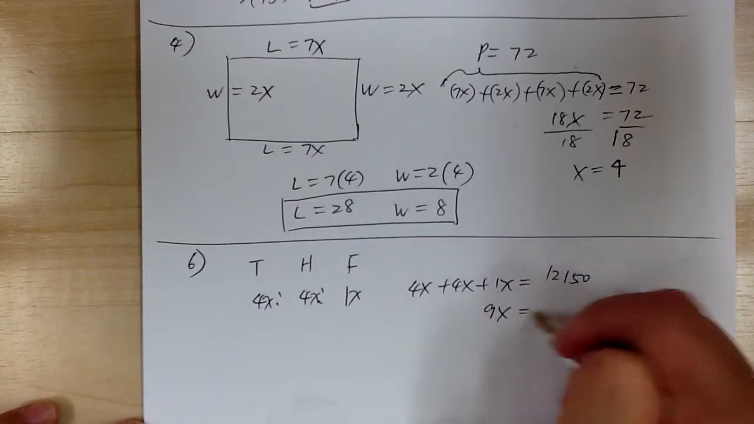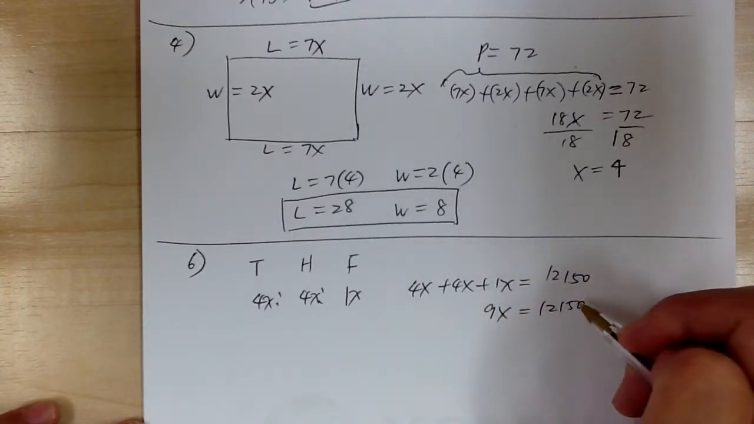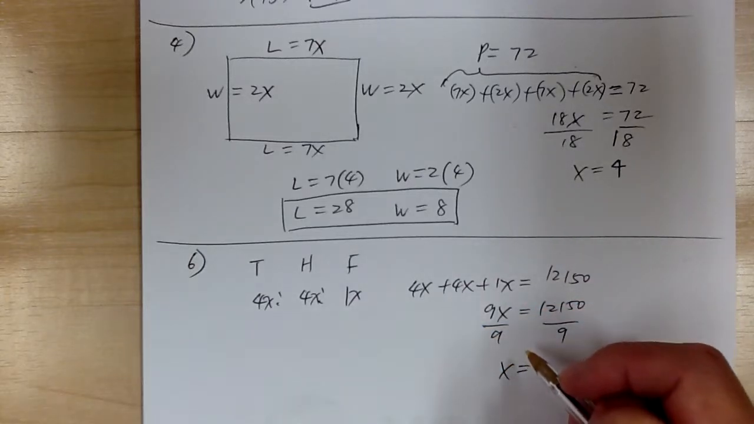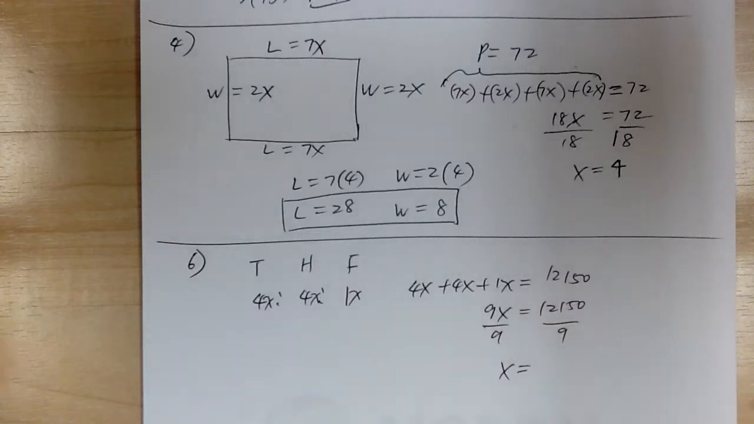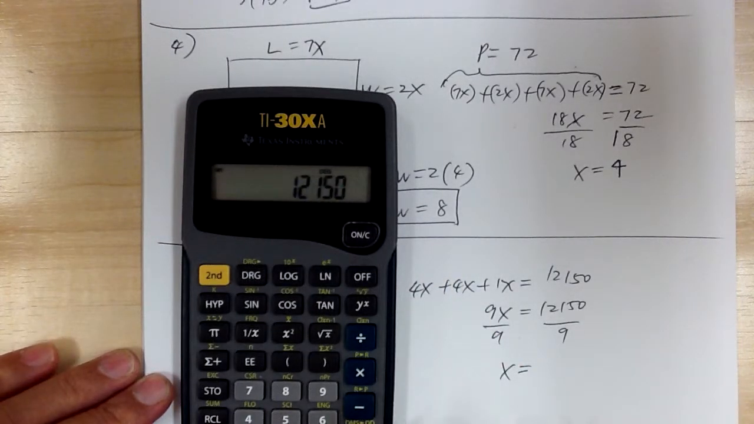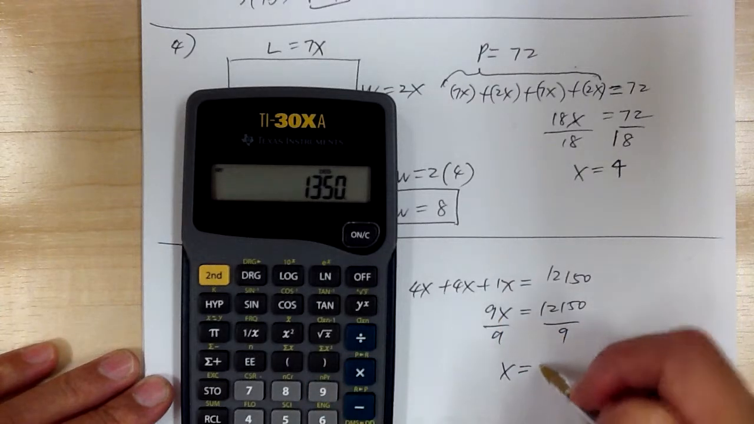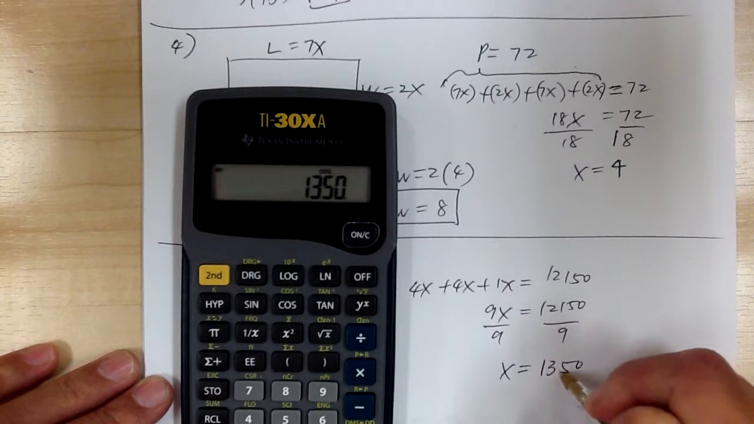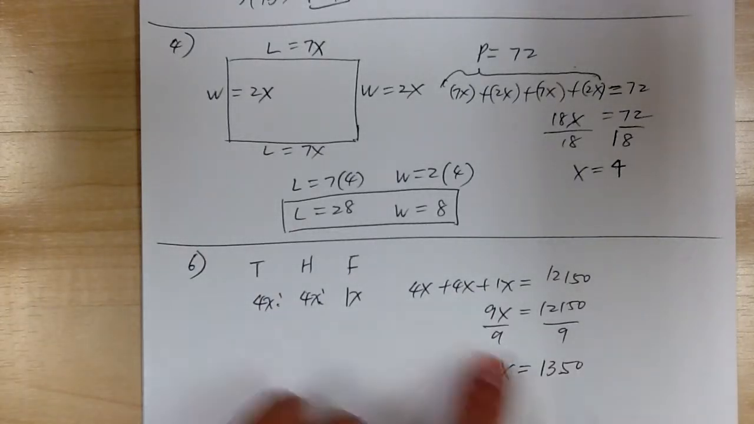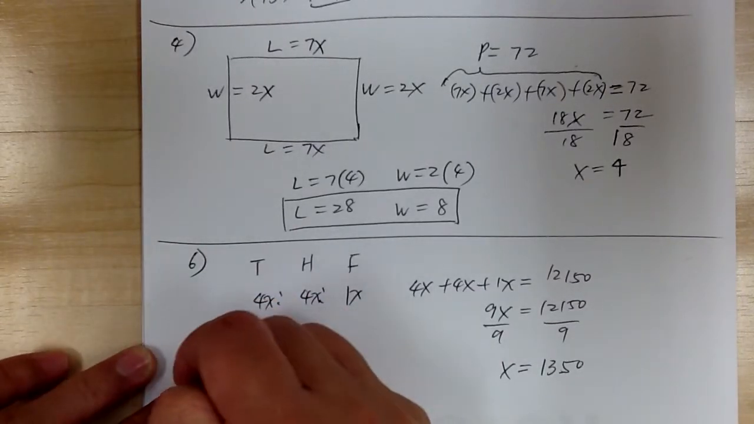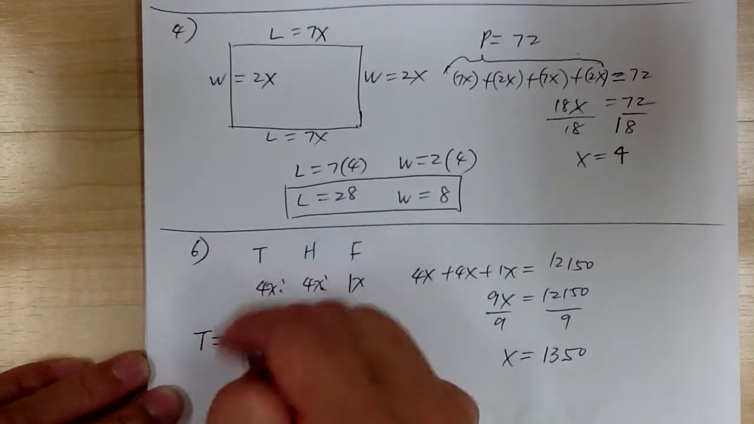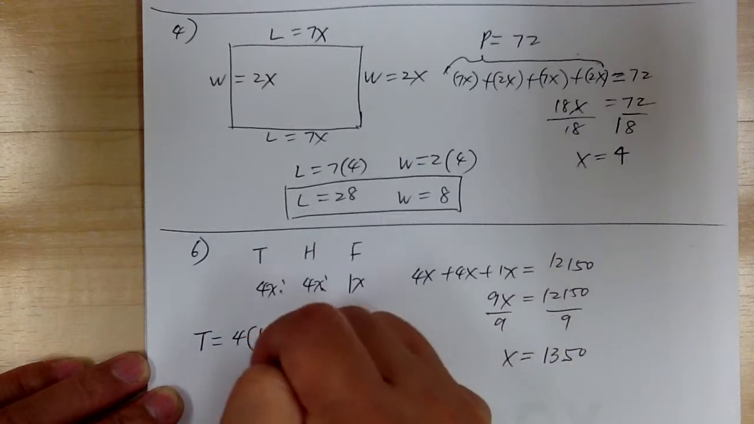So you've got 9x equal to 12150, divided by 9 on both sides. So x equals, and you get your calculator and divide 12150 by 9. So x equals 1350. Again, this is your multiplier. This is what you need to multiply to get back to your original number. So tuition equals 4x, so tuition equals 4 times 1350.